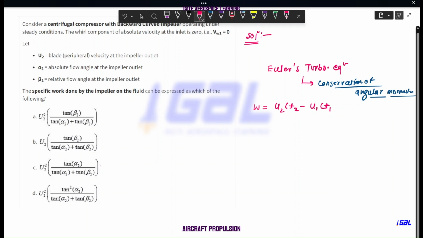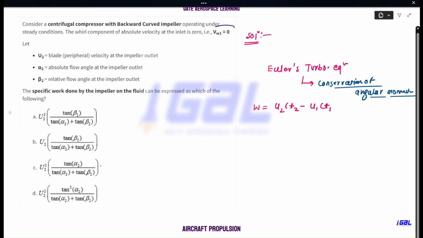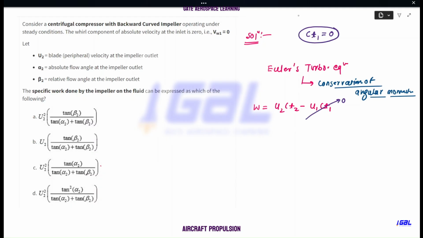Now the first thing is, they have provided you one condition, that at the inlet you have a zero absolute velocity. That means in our notation ct1 is 0, right? That means you do not have the inlet guide vane. So ct1 is 0. Now this term is gone, right? Now you end up with this expression.